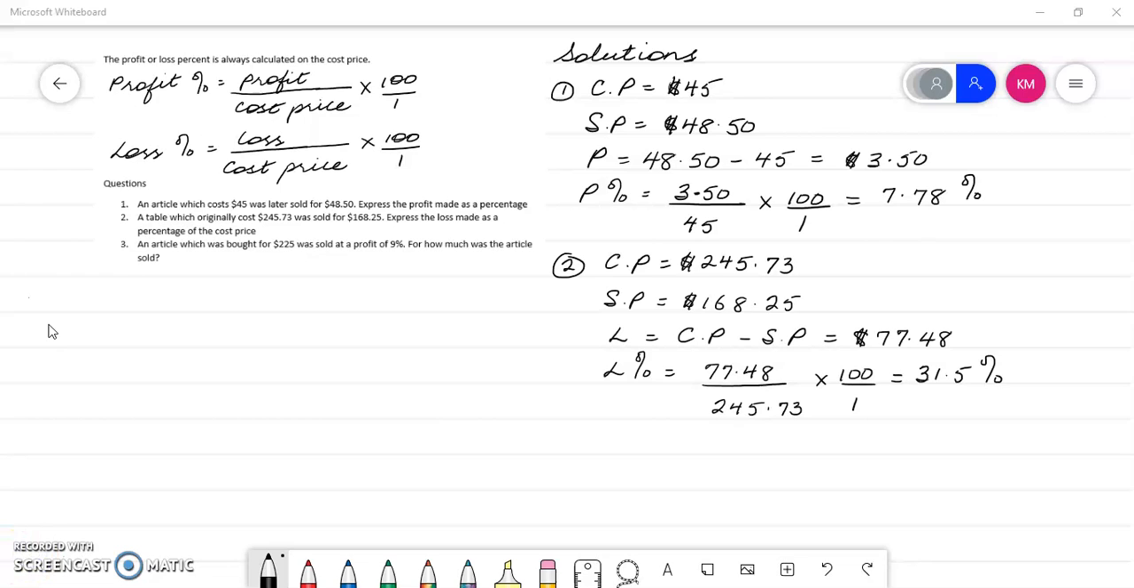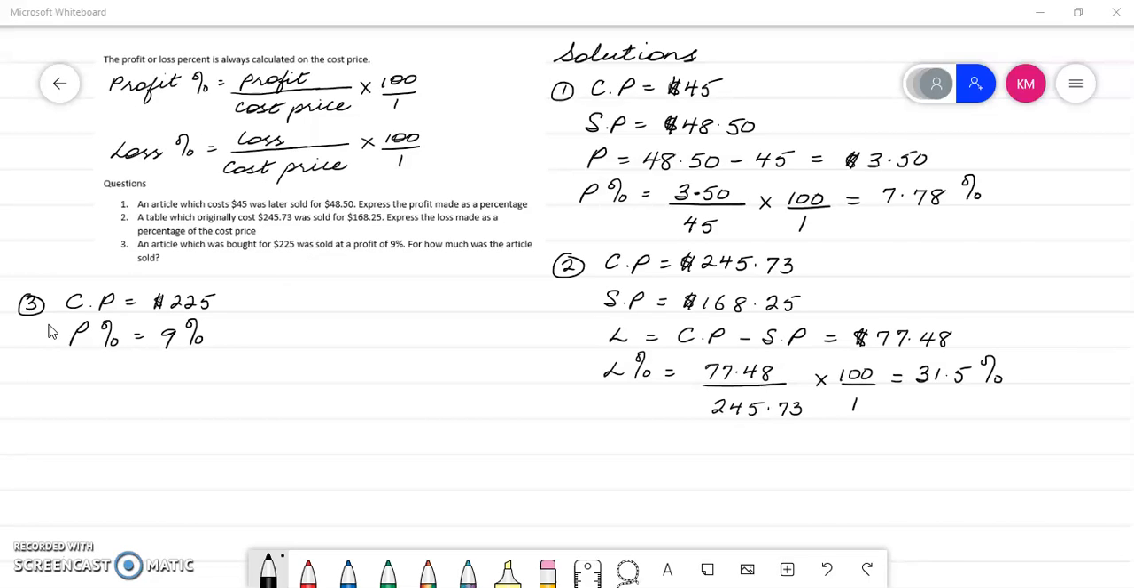Let's look at number 3 now. I'm going to write the solution underneath here. An article which was bought for $225, so it was bought for that. So I'm going to write cost price is going to be $225, was sold at a profit of 9%. For how much was the article sold? Now this question is a little different. They only gave us the cost price and they already worked out what the profit percent is. So I'm just going to write that here. Profit percent is 9%.